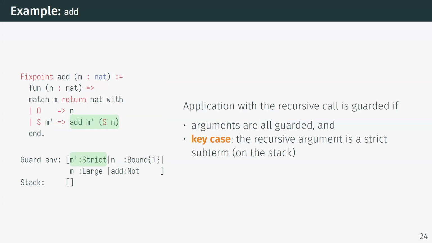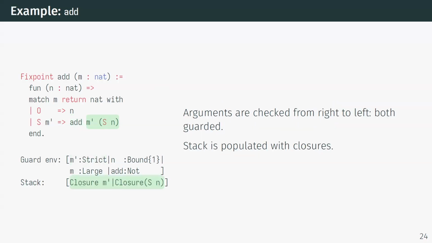And then the body of the lambda is an application. So now this is a key case, because there are two things to check. One is all the arguments, which are all guarded by themselves. And then the call itself is a recursive call. Therefore, the recursive argument, remember, it is the 0th parameter, needs to be a strict subterm. So we just go through it.